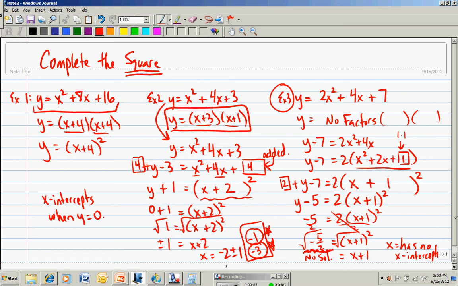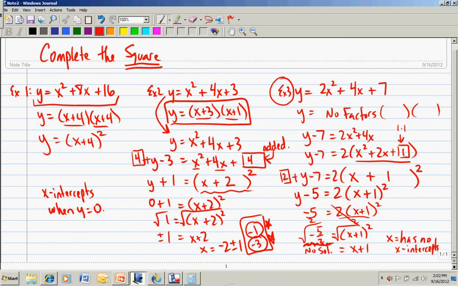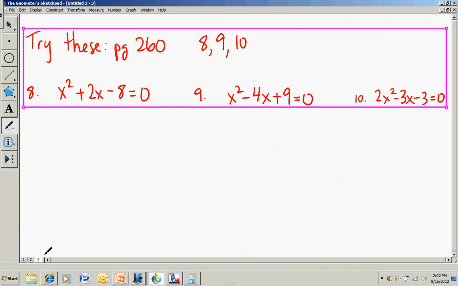Okay? So that's the process of completing the square. What I'd like you to try now are these three problems from page 260 out of your textbook. Take a few minutes. At this time, pause the video and try these 3 problems. When you have finished, unpause and I'll show you the solutions.